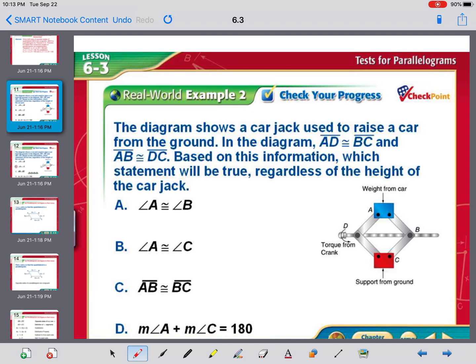All right. The diagram shows a car jack used to raise a car from the ground. In the diagram, AD is congruent to BC.